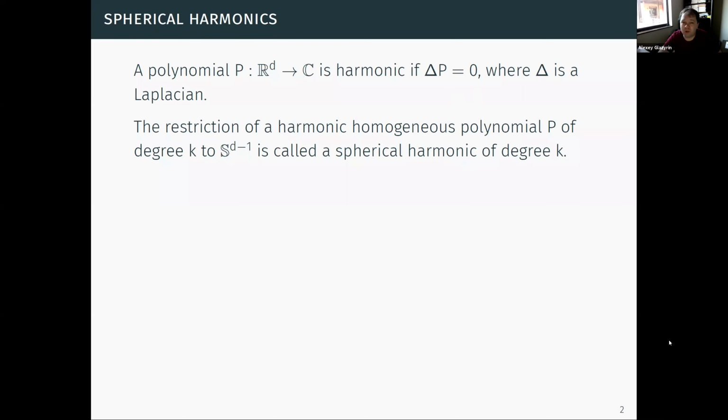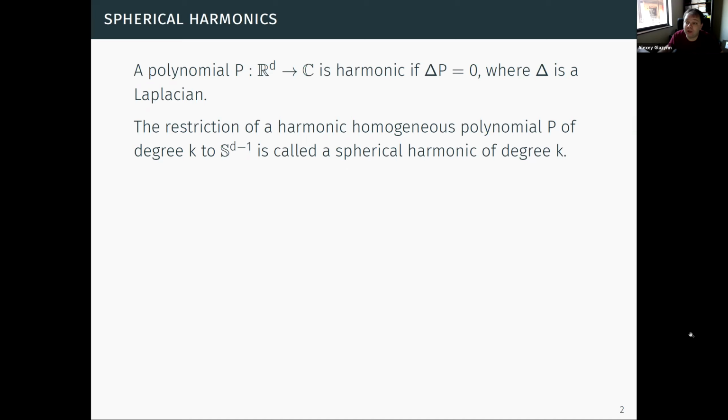to other spaces as well. So we restrict harmonic polynomials to a sphere, and homogeneous harmonic polynomials of degree k, we're going to call them spherical harmonics of degree k. So we're going to work with spherical harmonics. What do we know about spherical harmonics?